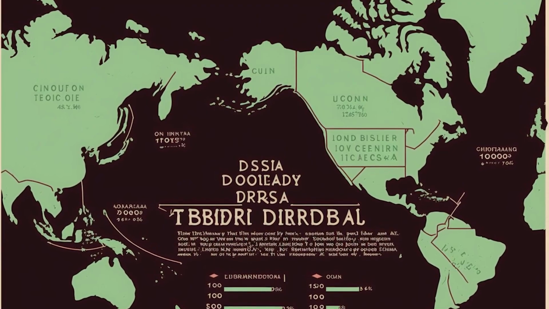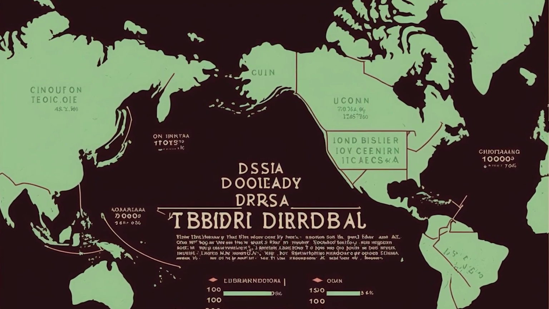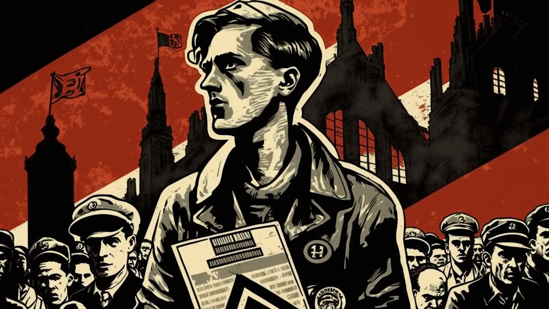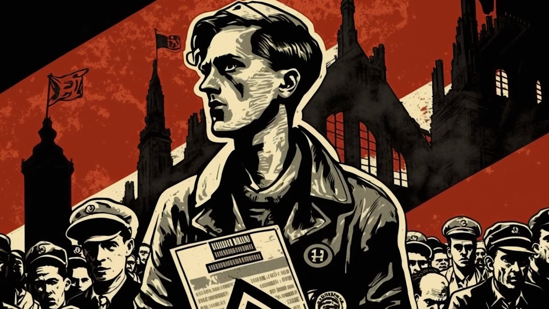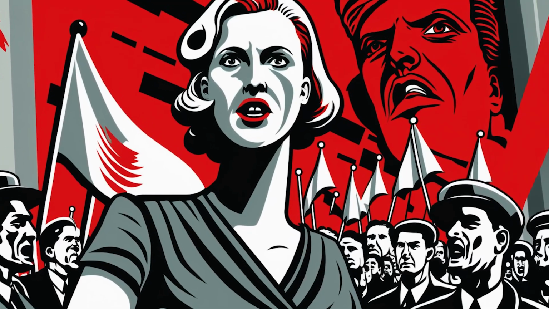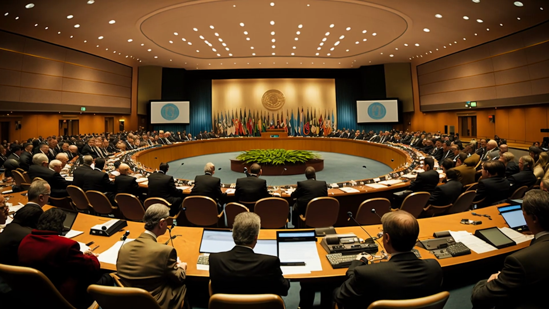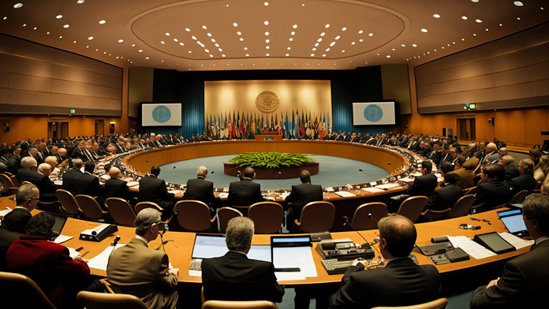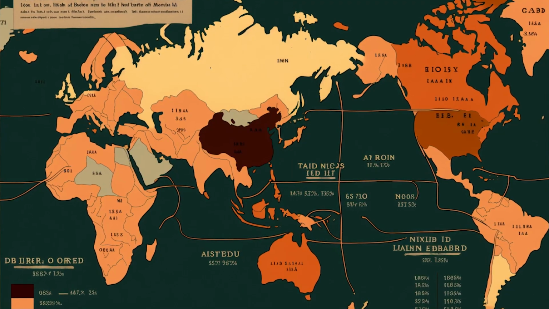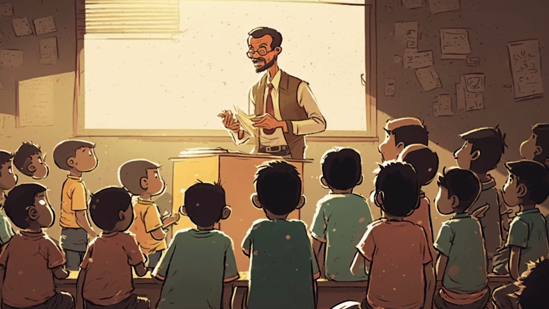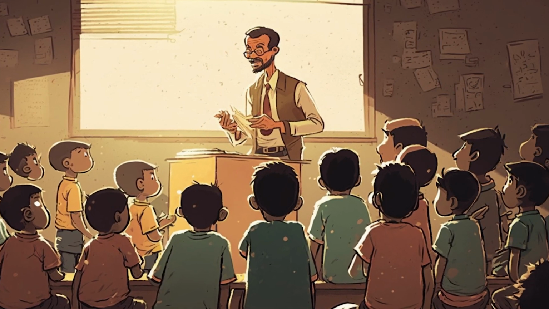Moreover, the Depression played a significant role in shaping international relations. The economic turmoil of the era contributed to the rise of extremist political movements, such as fascism and communism, which ultimately led to World War II. The aftermath of the war also led to the creation of global institutions like the United Nations, aimed at promoting peace and international cooperation. In conclusion, the legacy of the Great Depression is multifaceted and far-reaching.